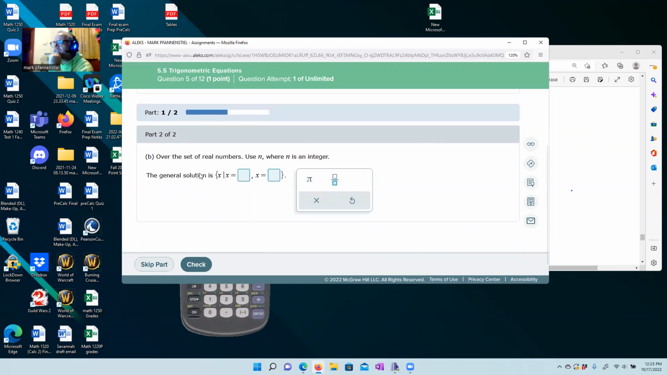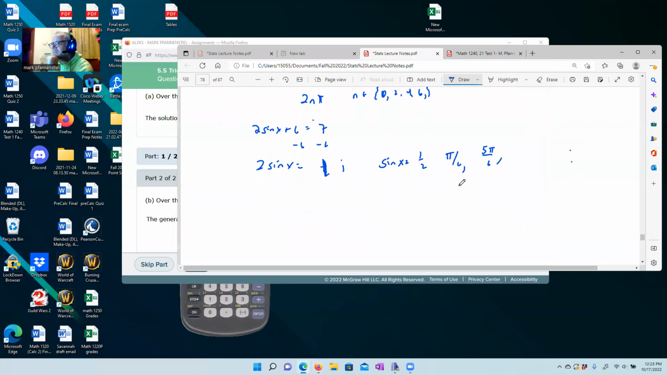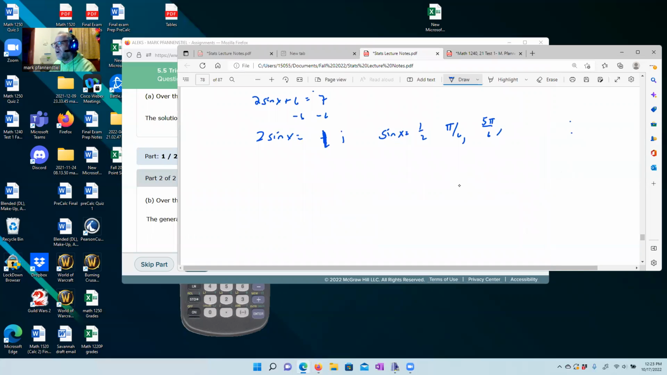And then for this one, let's see. Oh, it uses an integer. So the general solution. What if they wanted to do this for all the numbers? Then I think it would be best to break this up into two groups. We'd have pi over 6 plus, how about we say 6n pi over 6. So that would give us 7 pi over 6, right?